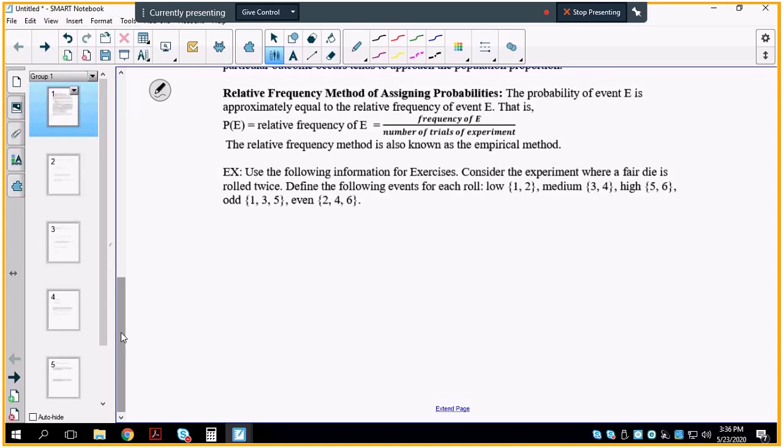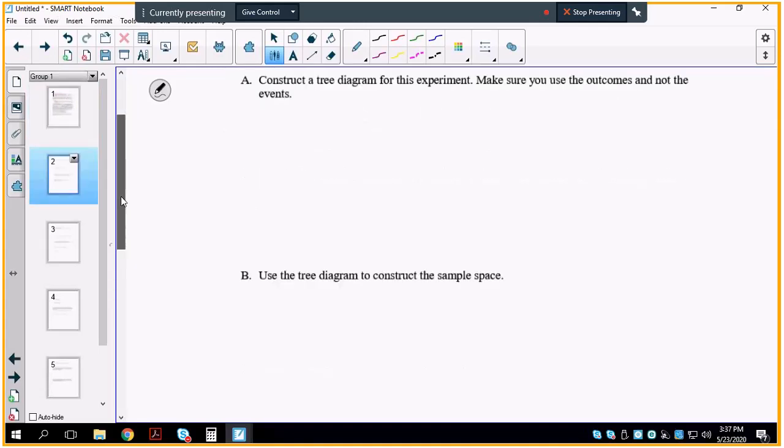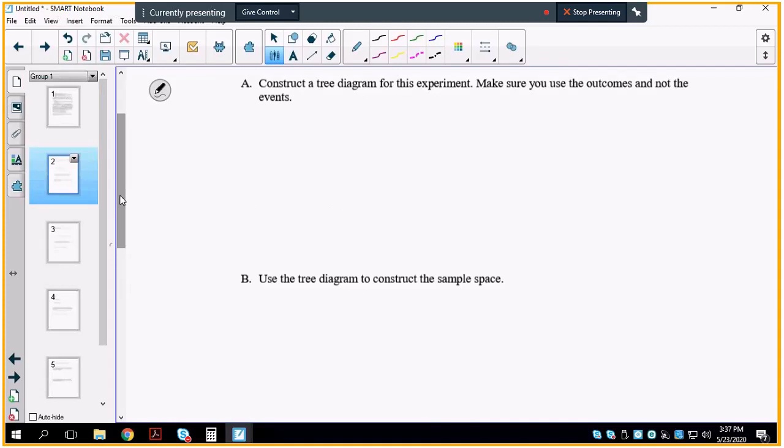Now, we're going to call a roll a low roll if your outcomes are either 1 or 2. We will call it a medium roll if your outcomes are 3 or 4. We will call it a high roll if your outcomes are 5 or 6. We will call it an odd roll if your outcomes are 1, 3, 5. And an even roll if your outcomes are 2, 4, and 6. The first question that we have for this experiment is construct a tree diagram for the experiment. Make sure you use the outcomes and not the events.